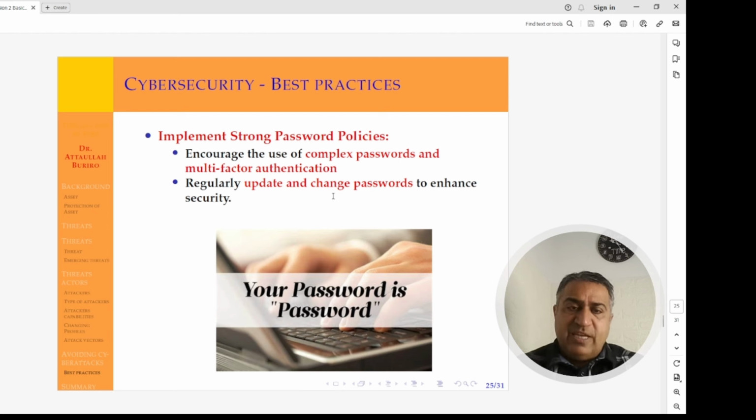So the take home point is, number one, your password should be very strong. Number two, you should have different passwords for different resources.